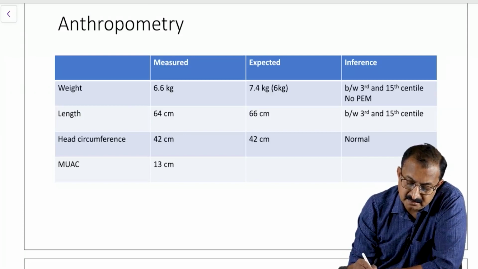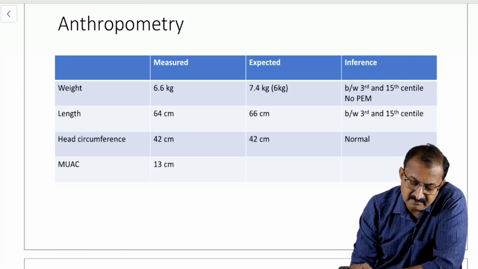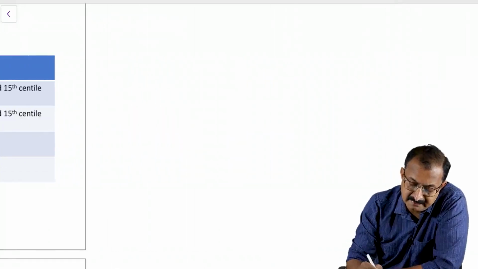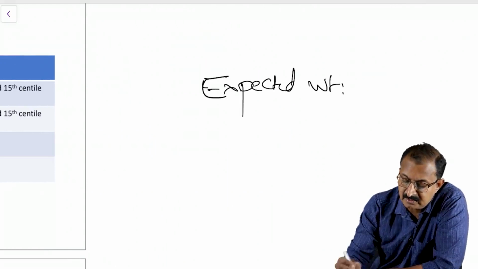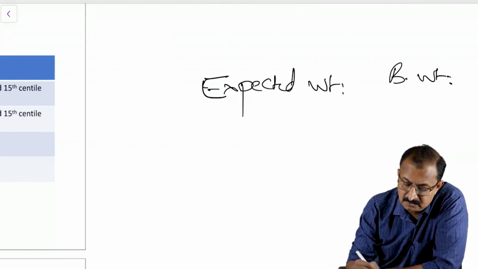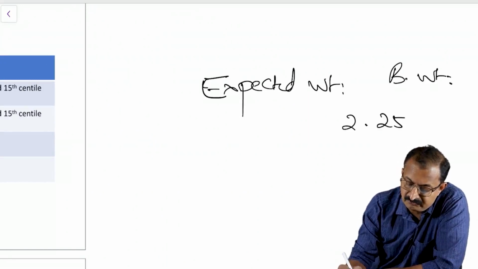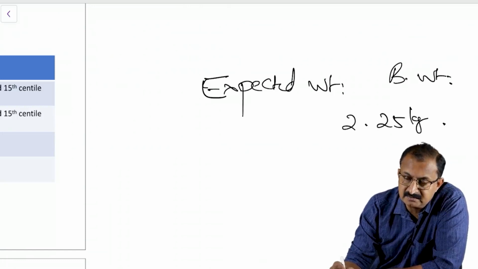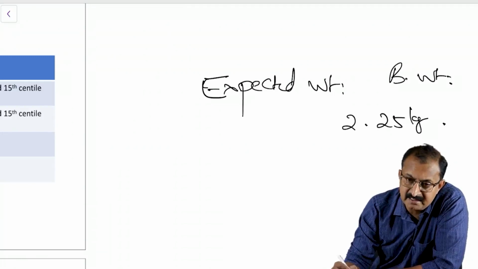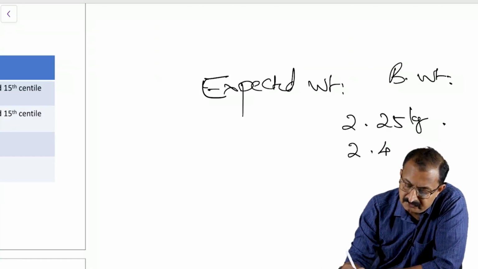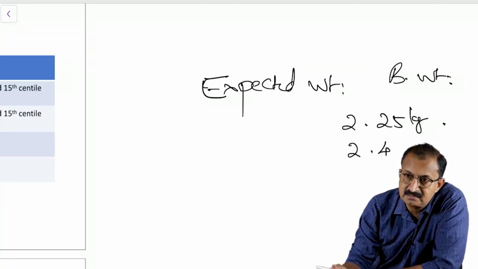The expected weight or 50th centile here is 7.4 kg. But when considering the expected weight in a small infant, you have to consider the birth weight also. So here the birth weight is 2.25 kg. In the first 3 months there is 30 grams per day weight gain, excluding the initial 10 days. So total of 80 days you can expect a 2.4 kg weight gain, and in the next 3 months you can expect 20 grams per day.